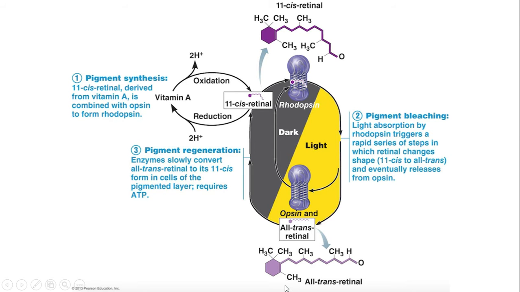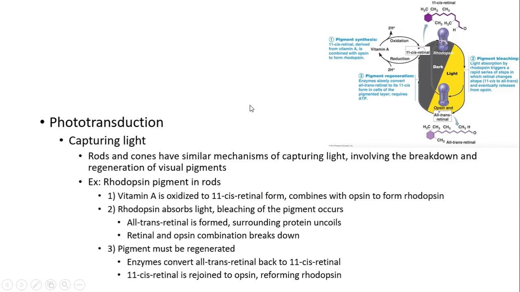So I'm sorry if that was a lot, but when we're reading this slide, we're just discussing the capturing of light and what occurs. So the rods and the cones have similar mechanisms of capturing light, involving the breakdown, right? We talked about the bleaching, the breakdown, and the regeneration, the pigment regeneration of the visual pigments. So for example, we use the rhodopsin pigment in the rods. The vitamin A is oxidized to 11-cis retinol form, which combines with the opsin to form the rhodopsin, right? So that's the pigment synthesis.